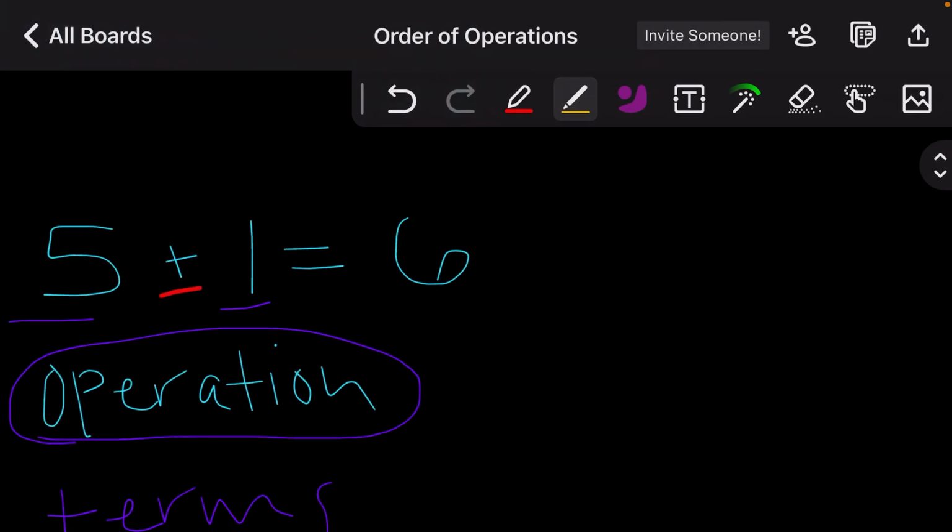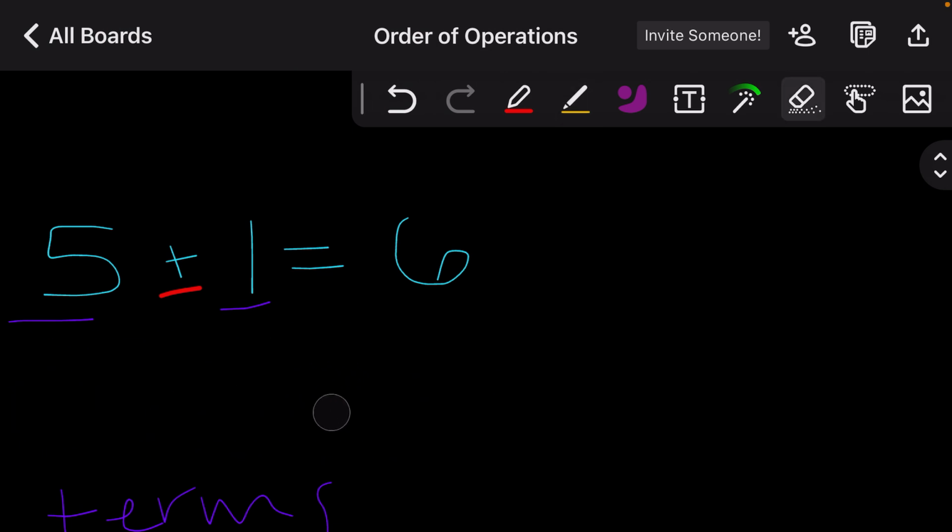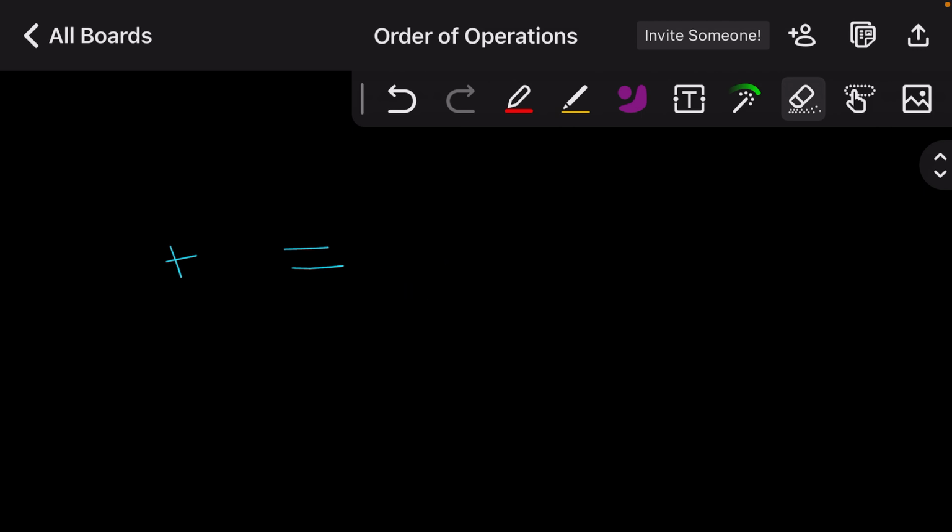Let's go back up to our 5 plus 1 example. Again, as stated before, 5 and 1 are our terms, and the addition in this equation is our operation. Operations give instructions. They tell you what to do. For example, if I just had a plus sign and said add, that's some instructions. So again, that is consistent with what we said. Operations give instructions. The instructions here are to add.